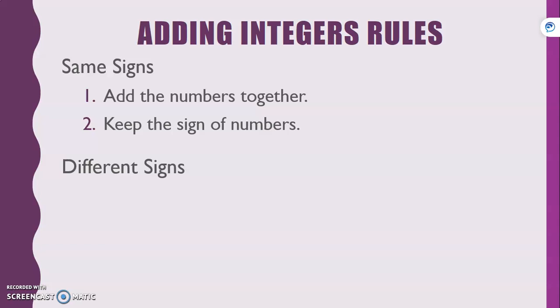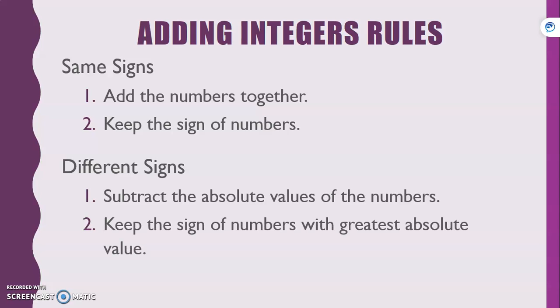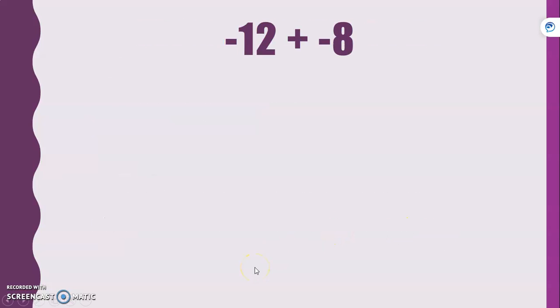But if the signs are different, like one is positive and one is negative, we subtract the absolute values of the numbers. So remember, absolute value is the distance from zero, so it's always positive. So we're going to subtract them like they're positive. And then we're going to keep the sign of the number with the greatest absolute value. So we're going to decide which number is farther from zero, and that would determine the sign of my solution. So let's get started.